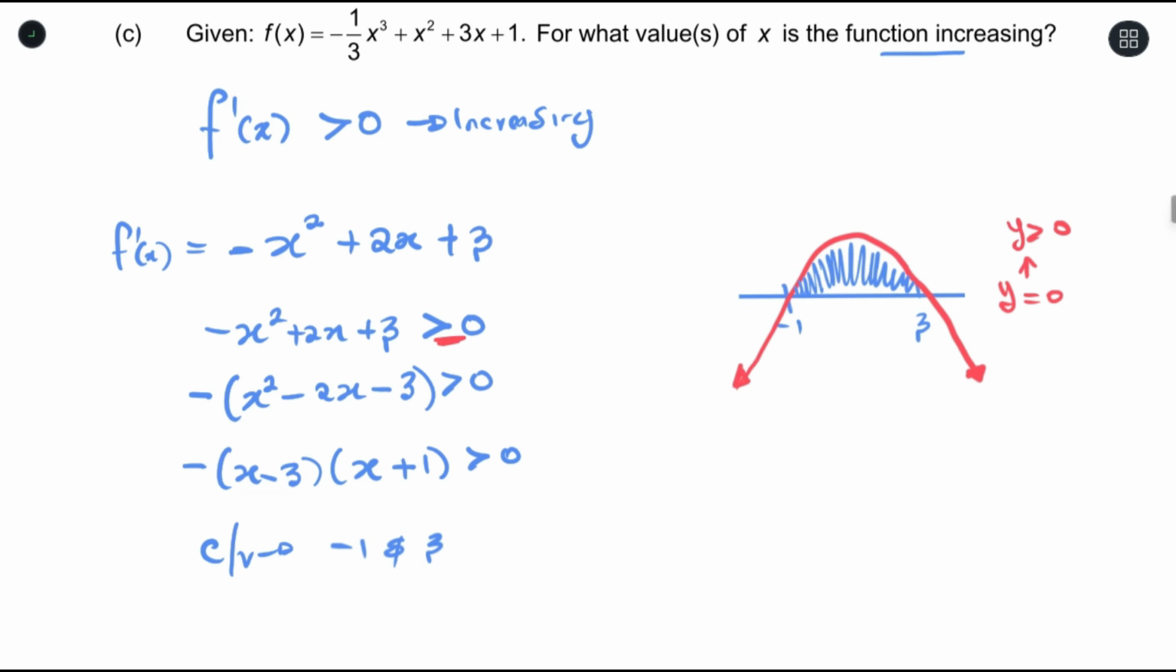So our answers would actually just be, so the part of our function that would be increasing will be from x is negative 1 to 3. And that's your answer.